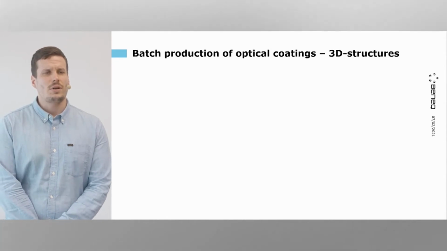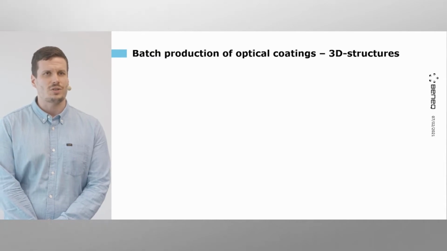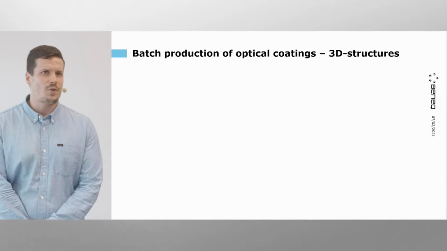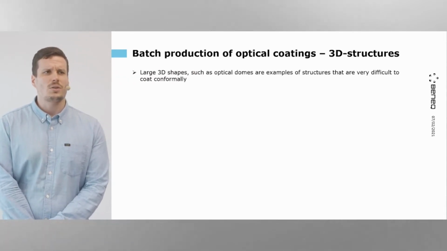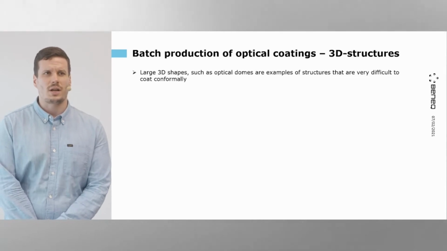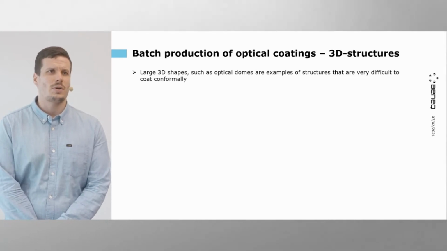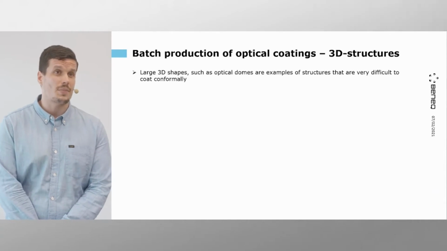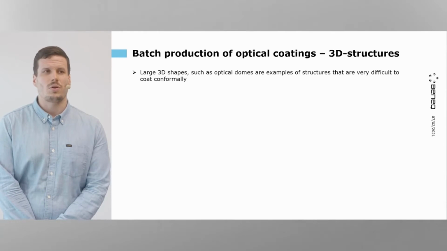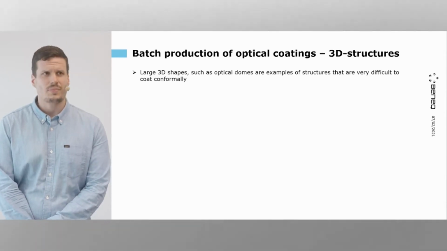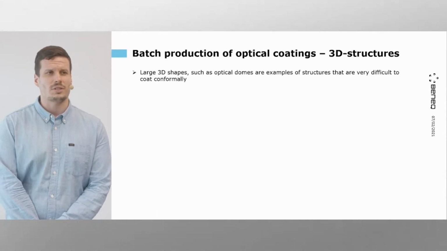So let us now take a few case examples that demonstrate some of the exceptional features of the ALD technology in optical applications. We dive firstly into 3D structures. So as we know, large and complex 3D shapes, such as optical domes, are examples of structures that are very difficult or even impossible to coat conformally within a single process. Of course, with traditional deposition techniques at least.